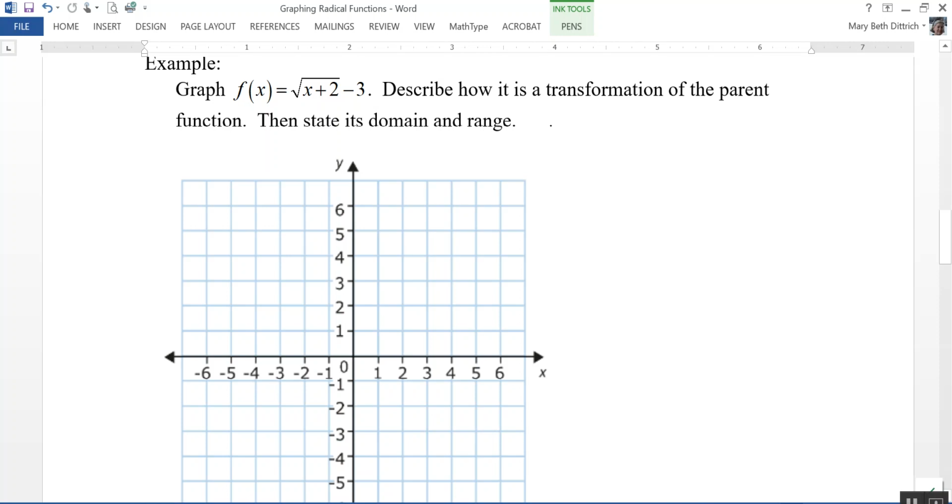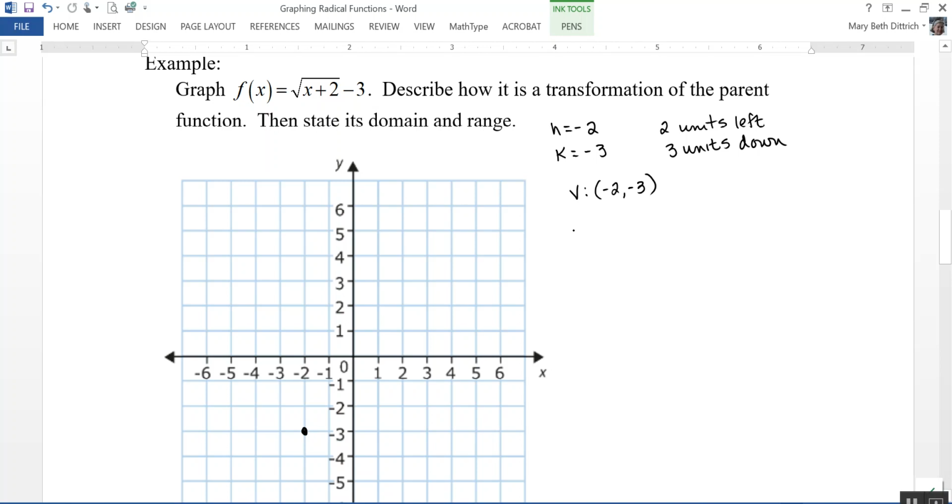First thing I notice is that h is equal to negative 2. Remember, h is the value that's subtracted from x, so this is actually x minus a negative 2, and k is negative 3. So that means that this graph is going to be translated 2 units left and 3 units down from the parent function. That's going to give me my vertex, or my starting point, of (negative 2, negative 3), which I'm going to go ahead and graph here.